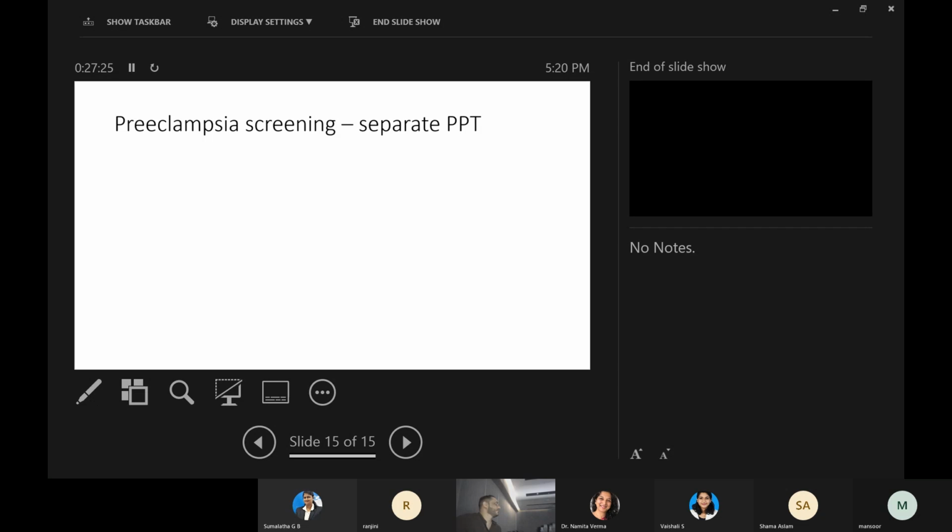Now, another thing we have to screen for in the first trimester is preeclampsia screening. So as you saw, it is not just doing a scan and telling the patient to go to the obstetrician. You have to know how to manage your patient, that is your fetus. And you have to work with the obstetrician and through the obstetrician to take care of the fetus. Only then you are doing proper fetal medicine practice.